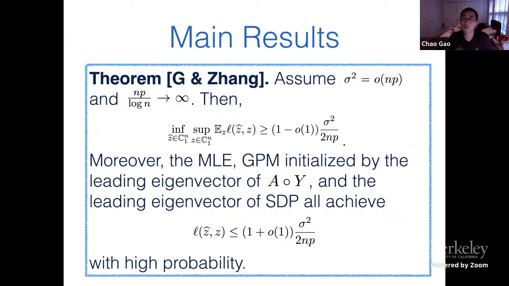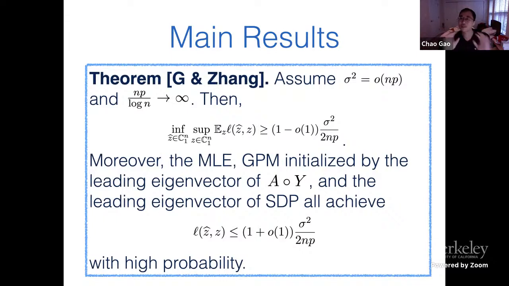So when P equals 1, you may compare this to the previous condition in the literature. The best condition that we have in the literature to establish the sharpness, the tightness of SDP and GPM is by Zhong and Bull. They require sigma squared to be of order n over log n. So here, when P is a constant, it's of order little o of n. It's better. But for general P, the condition becomes sigma squared is little o of np.